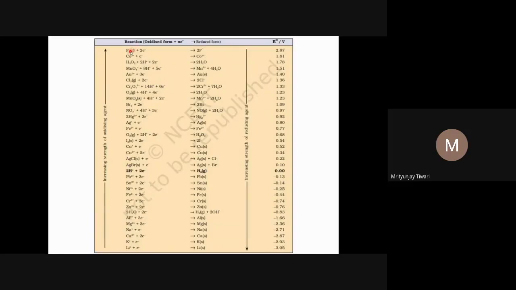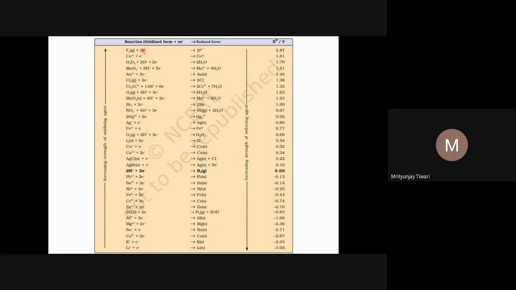So suppose you add F2 with Li+, it is very easy. Li+ will easily be oxidized because its reduction potential is negative. Negative reduction potential means reduction will not happen easily for this compound. Lithium's reduction potential is the lowest. So in this table, no species will be able to reduce lithium.